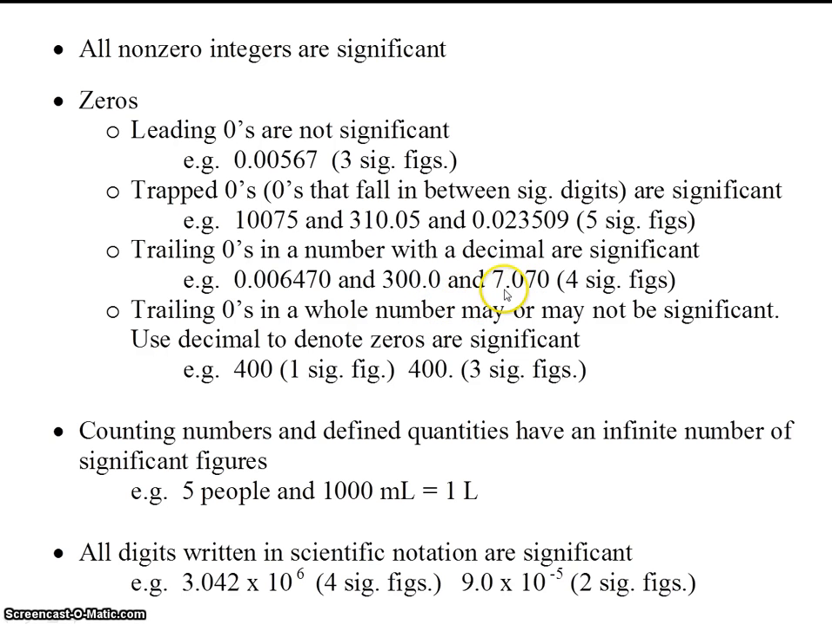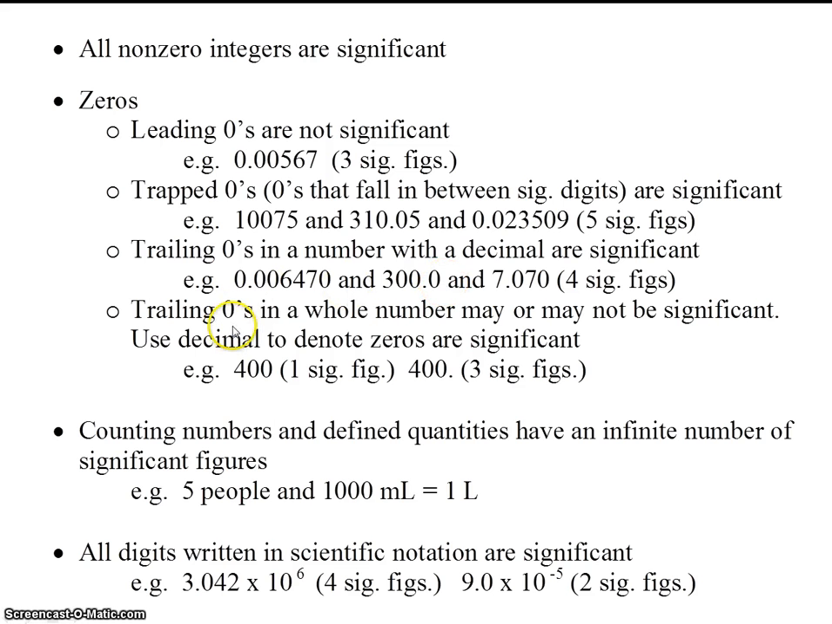What type of zero is this here? Yeah, that's right, this is a trapped zero. And remember that trapped zeros are significant. This is a trailing zero, and trailing zeros are significant if the number has a decimal place, and this number does have a decimal place. So this number has 1, 2, 3, 4 significant figures.